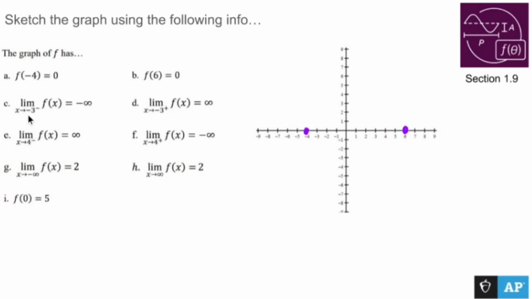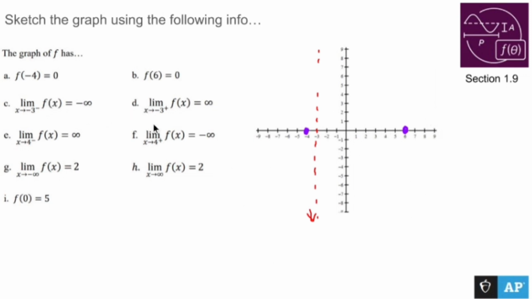As I approach -3 from the left side, I hit negative infinity. What that means is I have a vertical asymptote at -3. So let me try to draw the dashed line that represents the vertical asymptote. And as I go towards -3 from the left, I'm going down. So what's probably going to happen is I'm going to go up here, go through that purple dot, and come down here. But I'm not going to draw yet. I'll wait until the end in case it tells me where things level out or something like that.